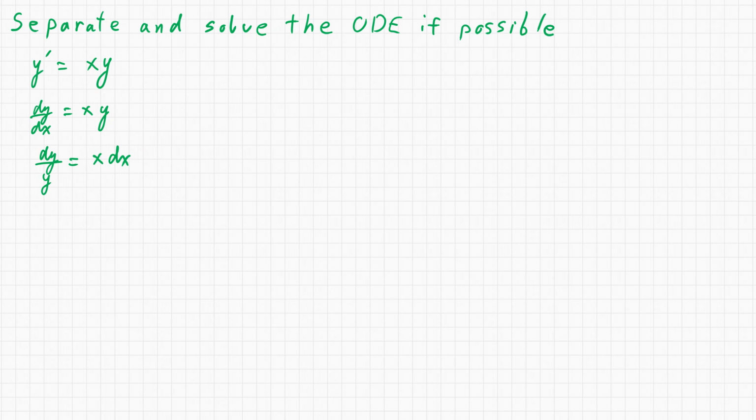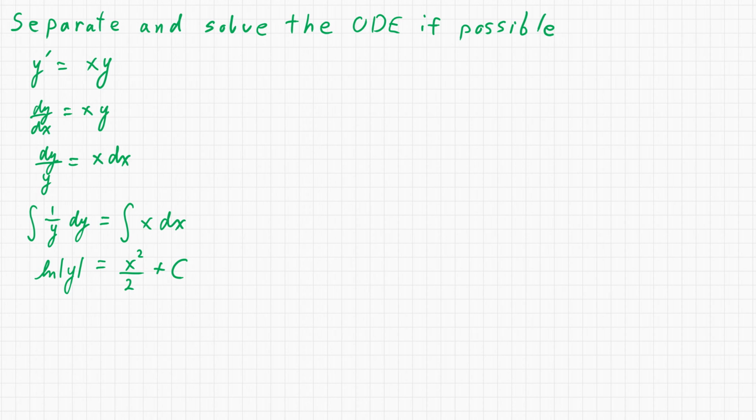So now we have to apply indefinite integrals to both sides. So the integral of 1 over y dy equals the indefinite integral of x dx. This side is natural log, and to be careful, it's natural log absolute value of y. And I'm going to put the constant of integration on the x side. So the integral of x is x squared over 2 plus a constant.